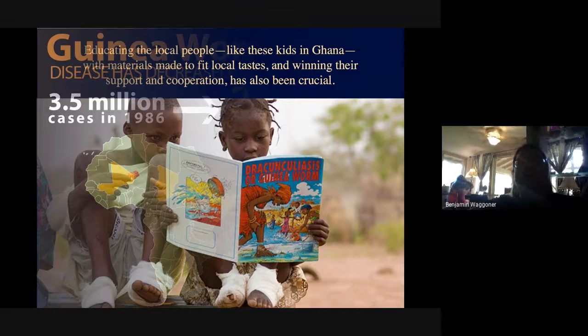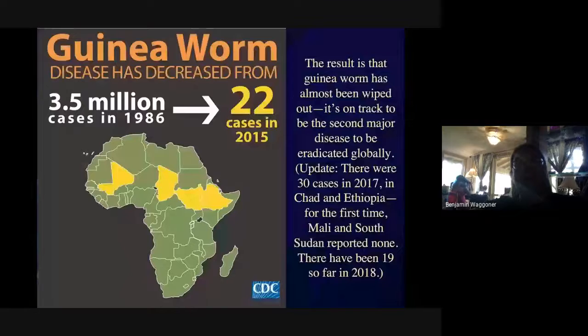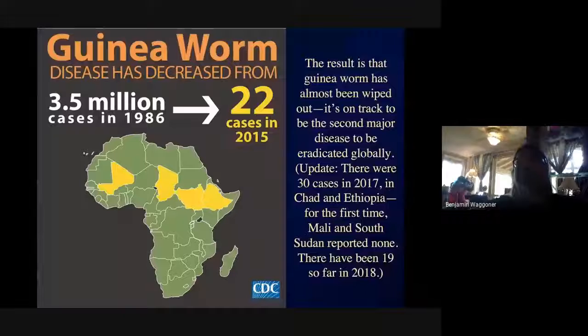1986, there were 3.5 million cases. It was present in every African country, all of the ones shaded in green. And I believe that earlier it was present even farther east into the subcontinent. As of 2015, which was the latest date that I could find this poster, there were 22 cases. There were 19 so far in 2018, and I couldn't find the stats for 2019, but it's down to a handful of cases a year.